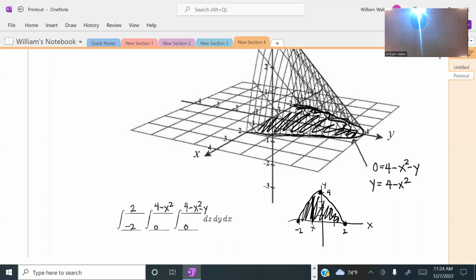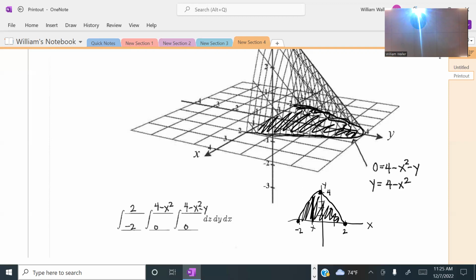dz always goes all the way to the right, in this order, dz first, in triple integrals. Then you can do dx or dy. You can do dy dx or dx dy. It's just whatever is easiest. But start with dz. Remember, the limits for x and y are just going to match your region in the xy plane, right?